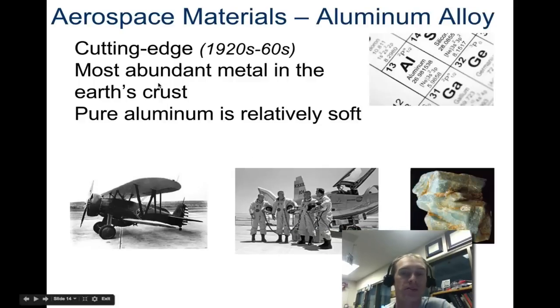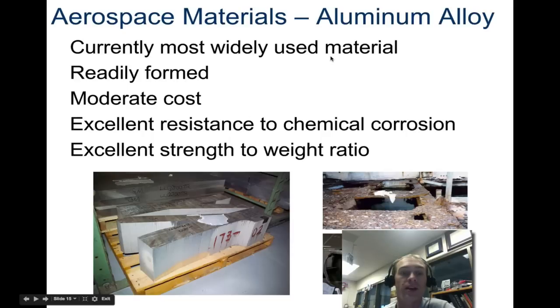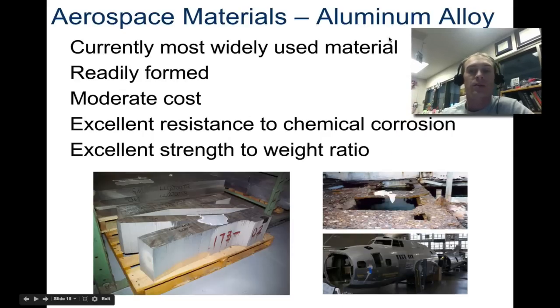Now we're looking at specific materials. So one of them is aluminum alloy, and this is sort of cutting edge in the 1920s. It is the most abundant metal, so to be able to use aluminum is really important, and in fact to the point that truck manufacturers are starting to build trucks out of aluminum because they can make them a lot lighter and they're really strong, so that improves fuel efficiency. Pure aluminum is relatively soft, so through lots of materials testing, they realized they needed to make it an alloy, which means mixing different kinds of metals. So again, it's readily formed. It's at a moderate cost, and there's good resistance to chemical corrosion and a very, very good strength to weight ratio.